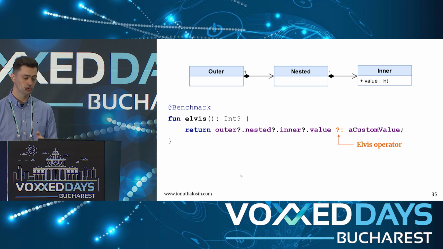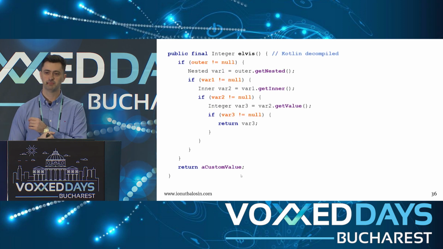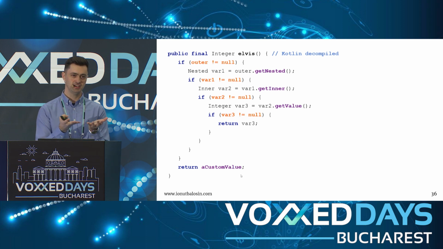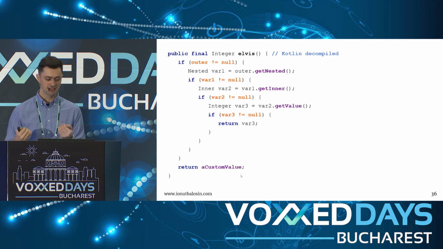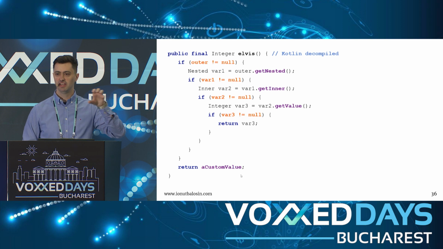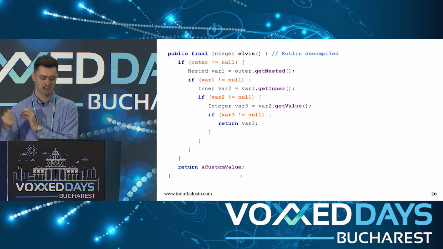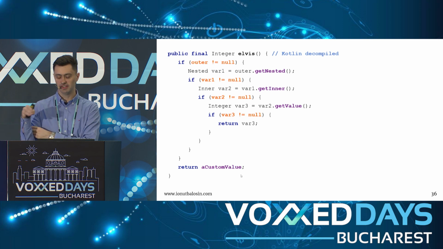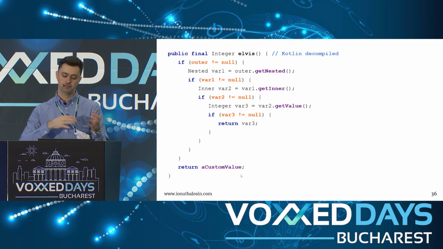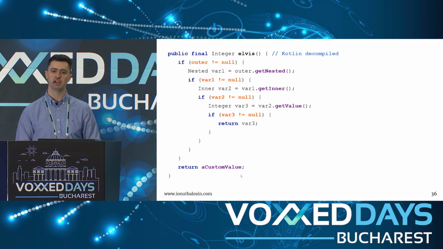However, under the hood, how does it look? After you compile and decompile, it looks like this. So the language feature is syntactic sugar, but under the hood there are a lot of null checks. We check if the outer is null, if the inner is null, if the nested is null, and get the value. And in case something is invalid, it returns the custom value. So nothing magic. I would say it compiles in a handier way for the just-in-time compiler to kick in with optimization.